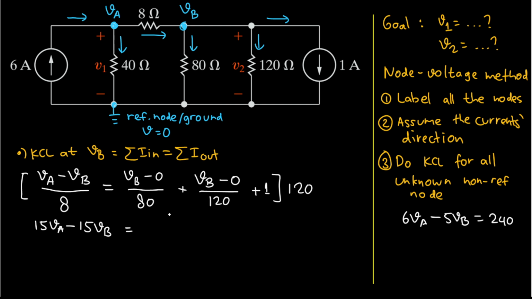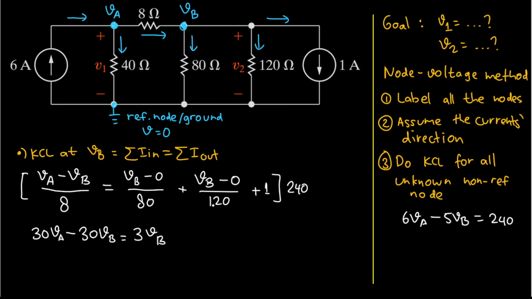Oh, I think 80 and 120 do not have a common factor like that. So I think we will multiply by 240 for a common factor. So 8 and 240 will cancel into 30, so I will have 30 VA and then minus 30 VB. Good. And then 80 and 240 will cancel into 3. So I will have 3 VB.